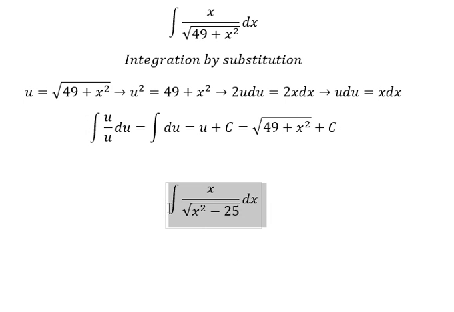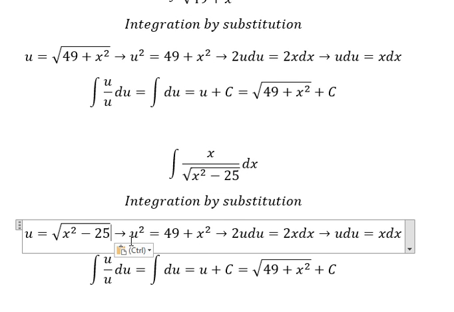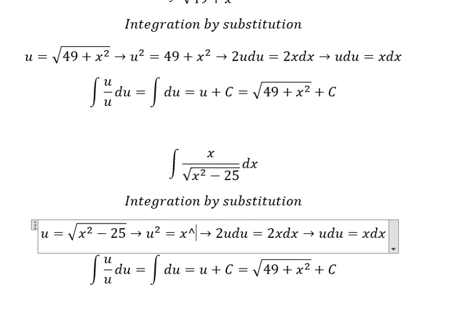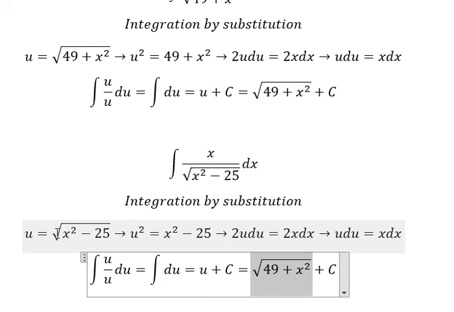Now, this one we will use the same technique. But I just change this one in here. And this one in here, we change by this one.